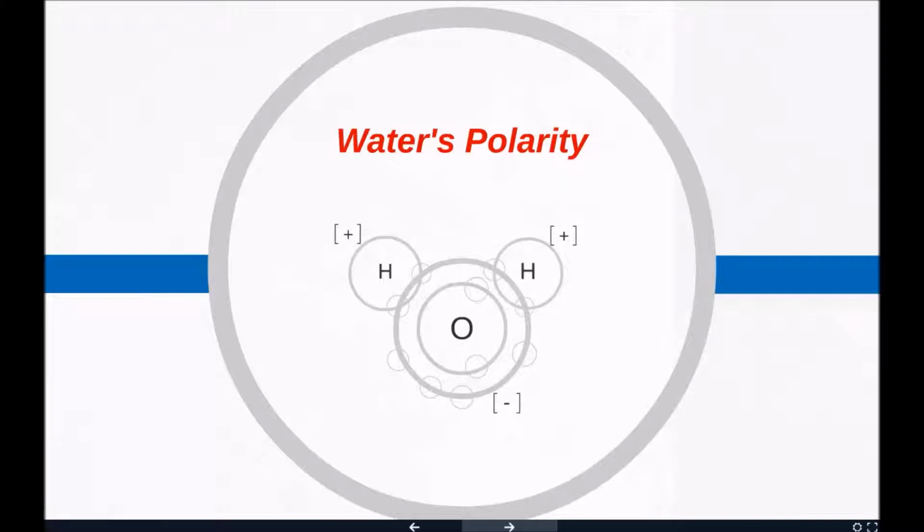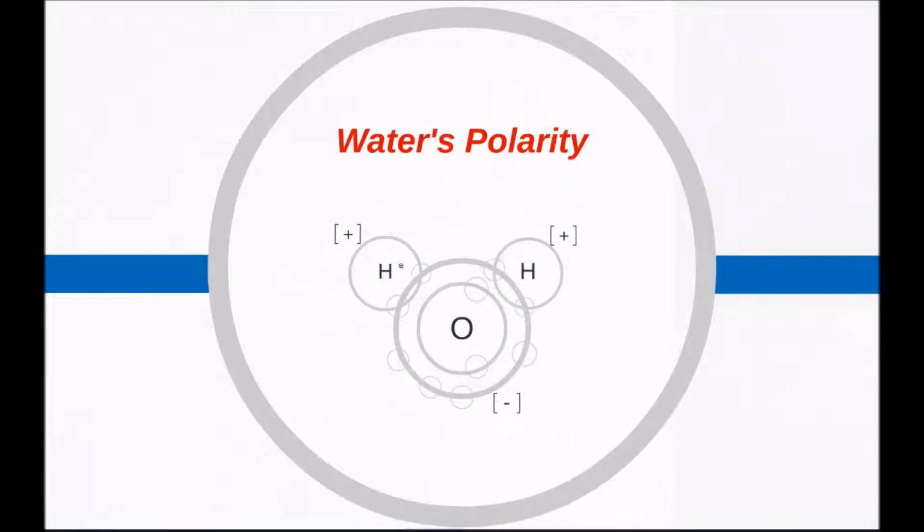Now, water's polarity. This is H2O, which is water, and in this example, we can see how oxygen is sharing its electrons with hydrogen. However, oxygen is more hungry for electrons, so the electrons are drawn closer to the oxygen atom than they are to the hydrogen atom. And this makes oxygen have a slight negative charge, and the ends of the hydrogen part of the molecule have a slight positive charge.